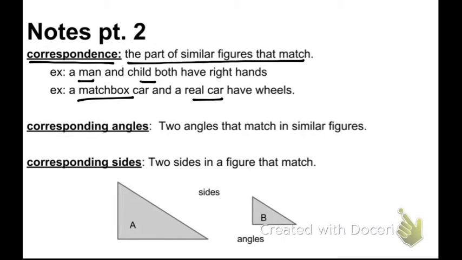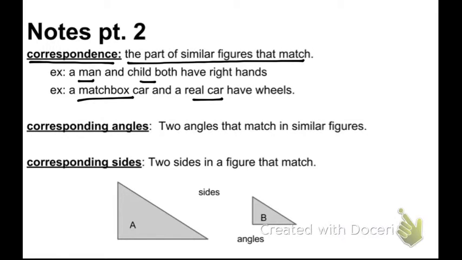Their wheels correspond to each other. Okay, they relate to each other. I could say there is the front passenger side wheel of the Matchbox car. Here is the front passenger wheel of the real car. I can point to one and know exactly where to look on the other.